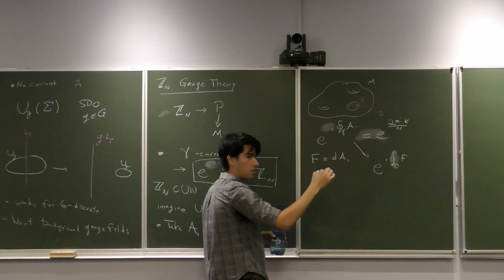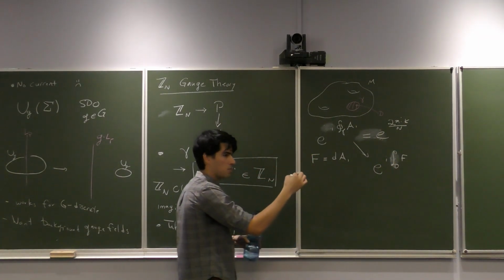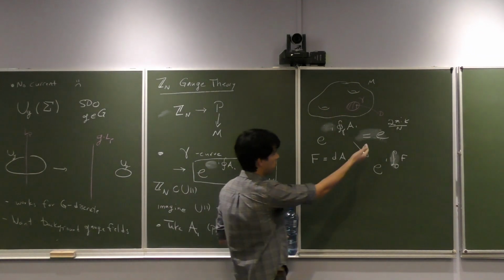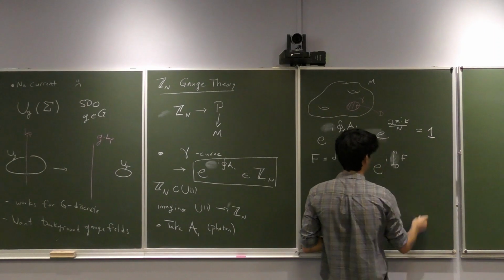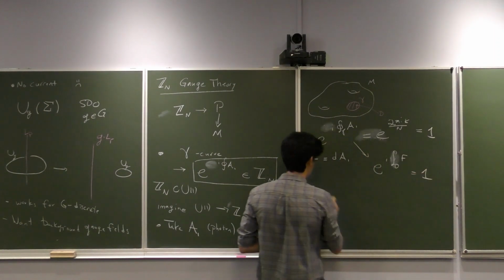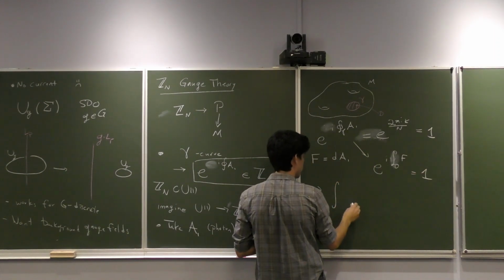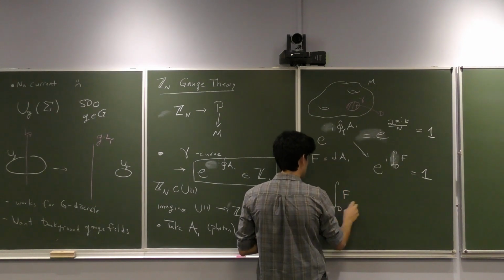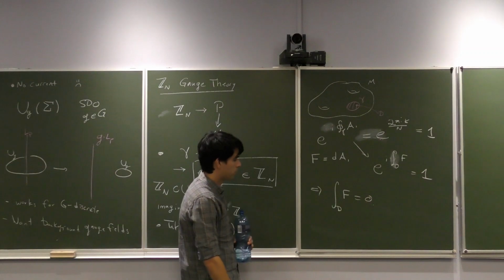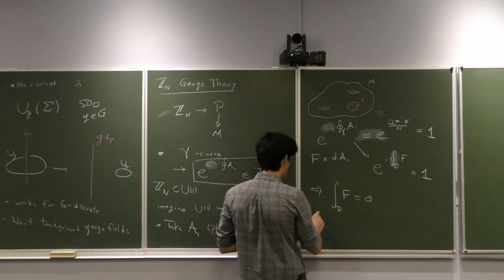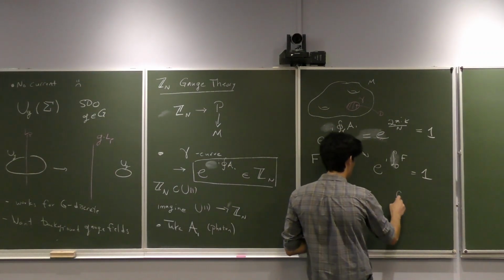Because when you get to a point, you're integrating over nothing, and the integral of nothing can't be equal to something. So that implies it's actually equal to 1. And that tells you that the integral of f over any disk is equal to 0. And so this is called a flat gauge field.